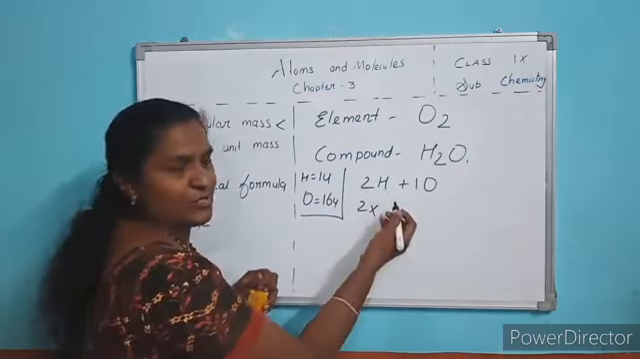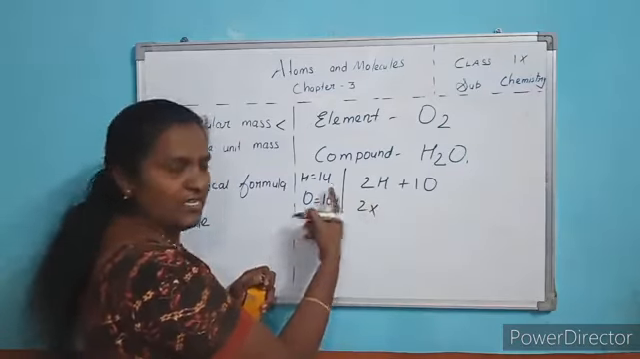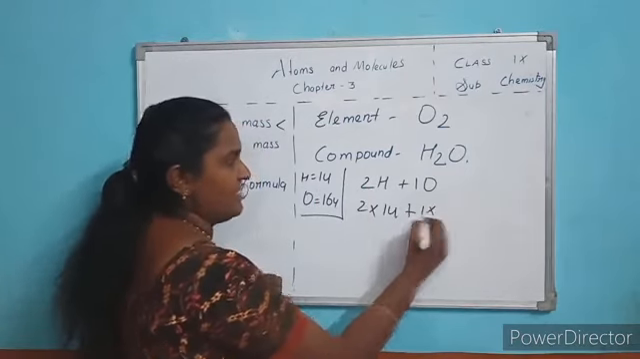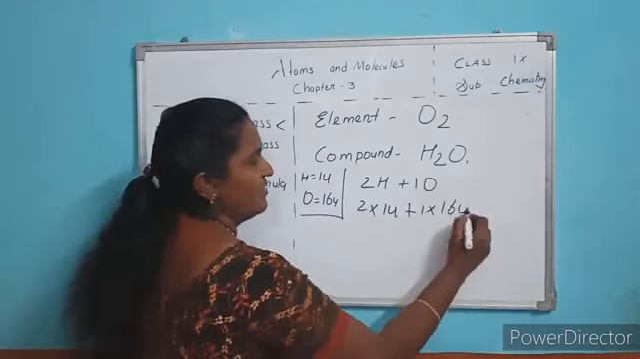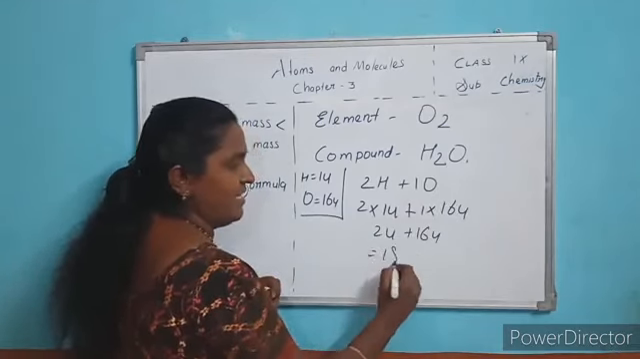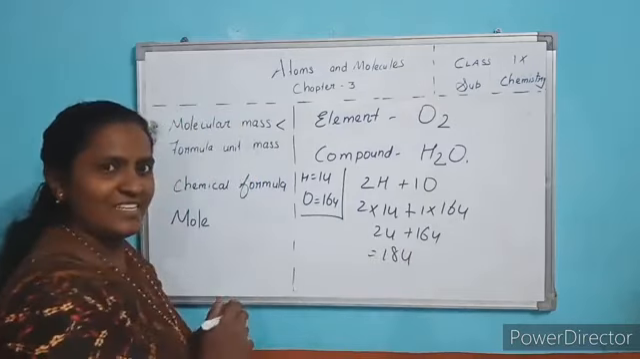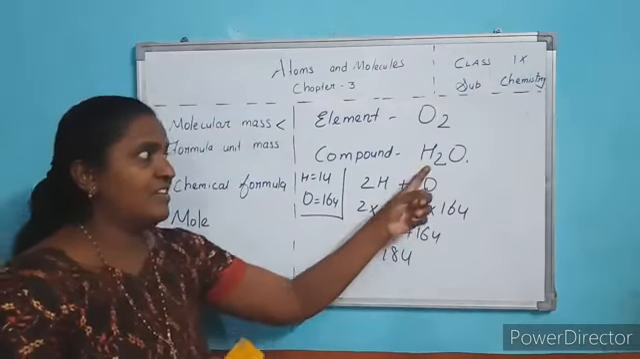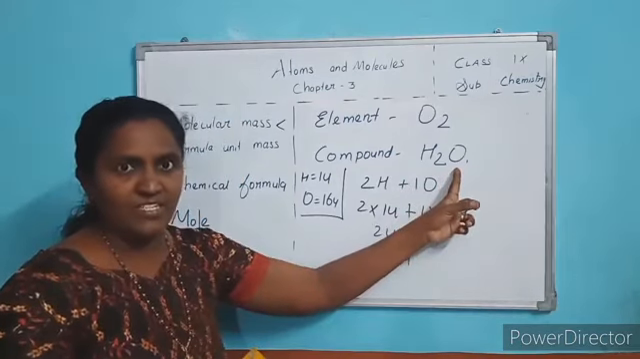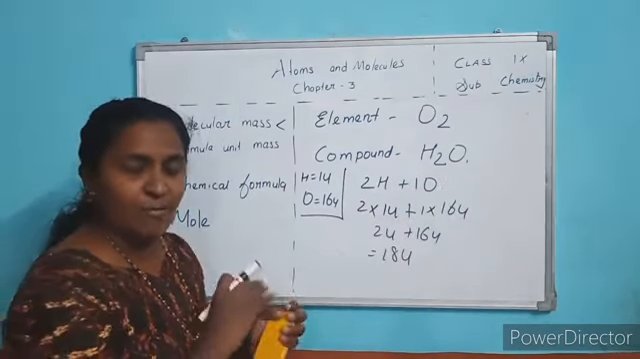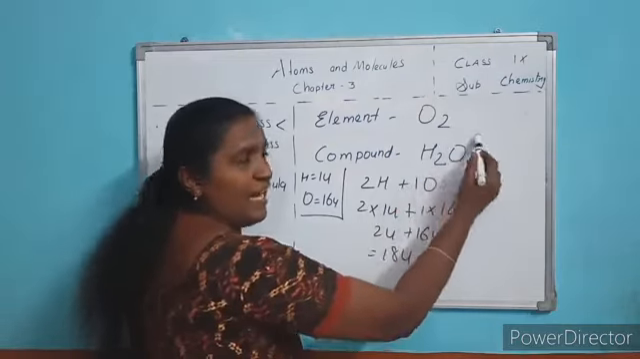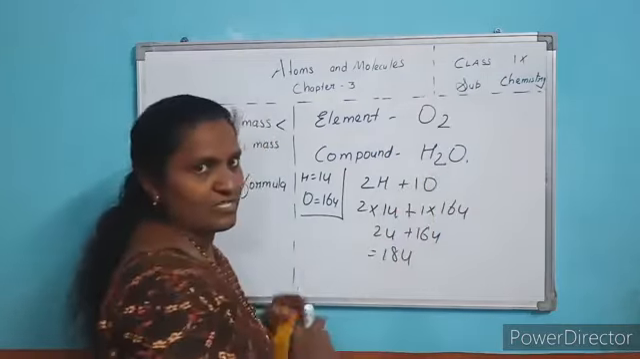Okay, now substitute. 1 hydrogen mass is 1U plus 1 oxygen mass is 16U. So accordingly what do you get? 18U. This is the molecular mass of this compound, water. Now tell me the definition of molecular mass. It is the sum of the atomic mass of all atoms present in a compound.